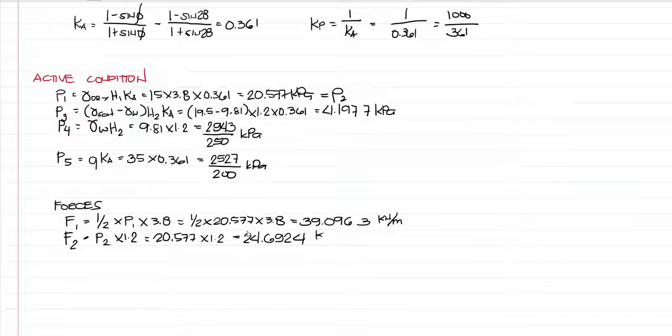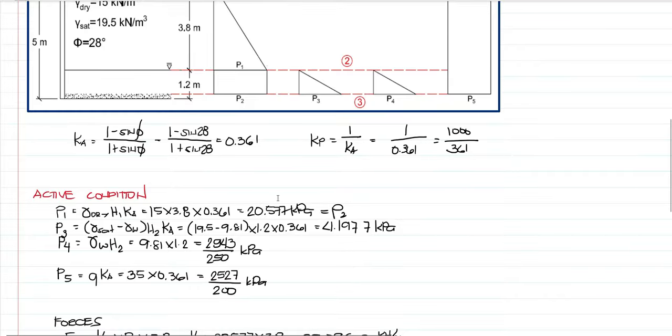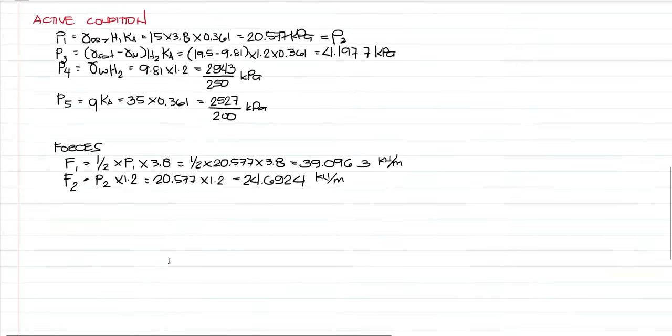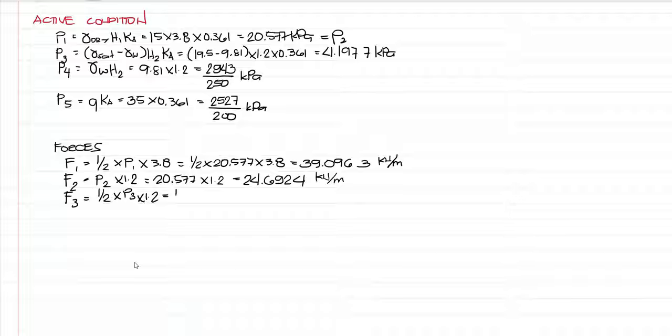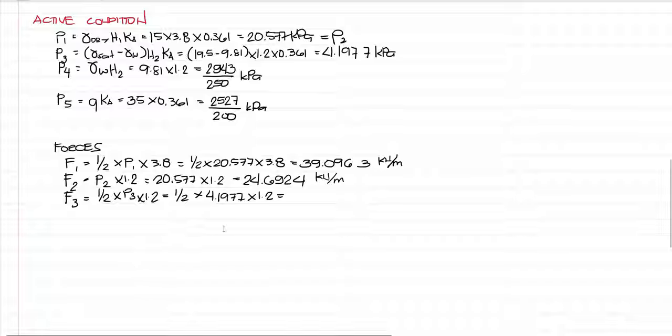So this is in kilonewton per meter. Next, let's proceed to force number 3. Force number 3 is a triangle having a pressure P sub 3. So F sub 3 is equal to 1/2, since it's a triangle, times P sub 3 times 1.2. So that is equivalent to 1/2 times our P sub 3, which is 4.1977, times 1.2. So that will be equivalent to a value of 2.5186.